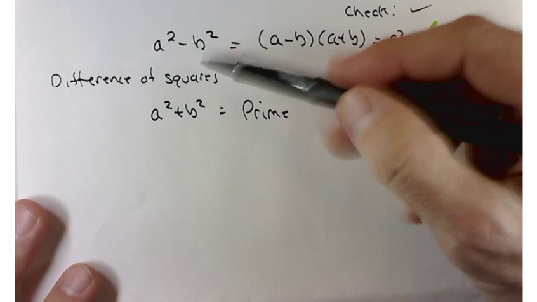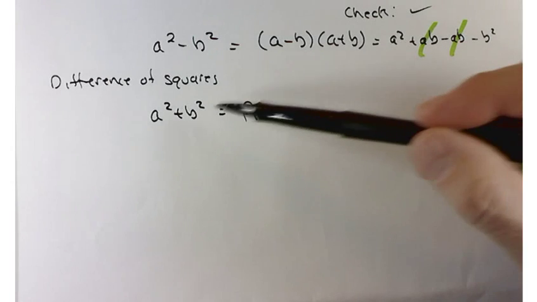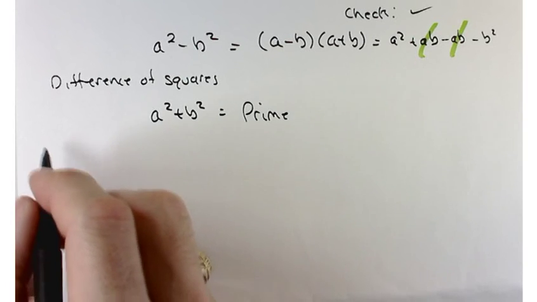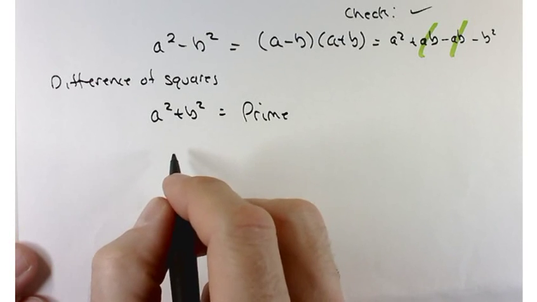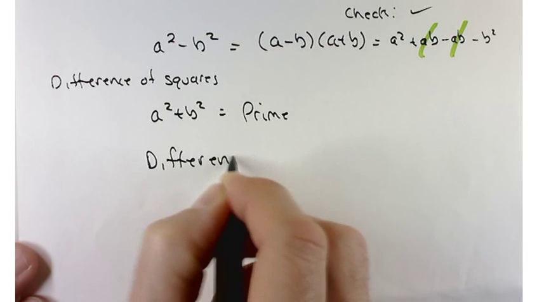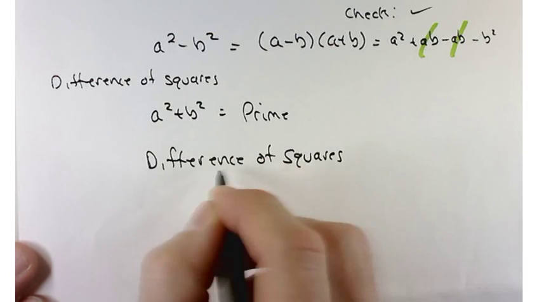So let's practice a few. We'll start with problem number 42. It's our difference of squares. A squared minus b squared. So 49 minus w squared.